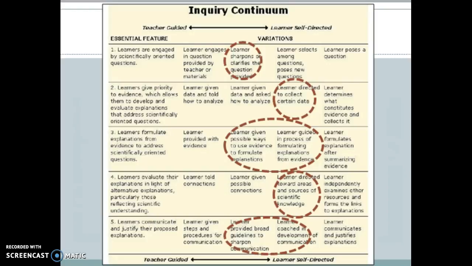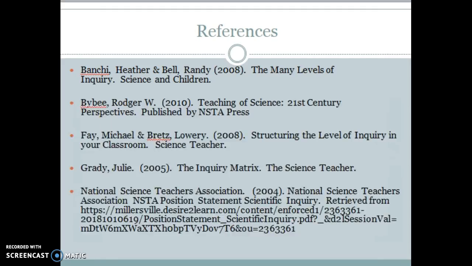This is where I thought it fell in the inquiry continuum. Some I thought fell kind of between two areas, depending on the level of the worksheet you used. And here are my references.